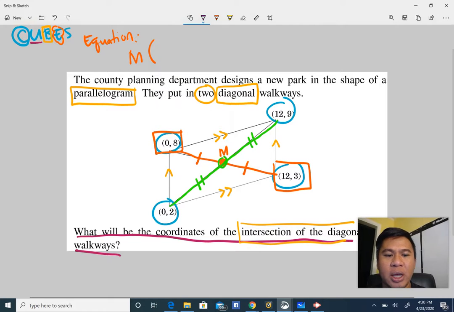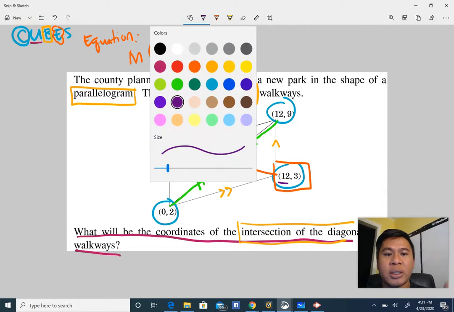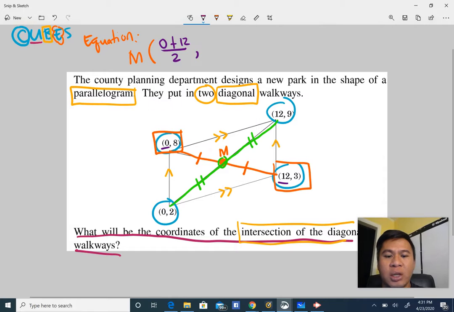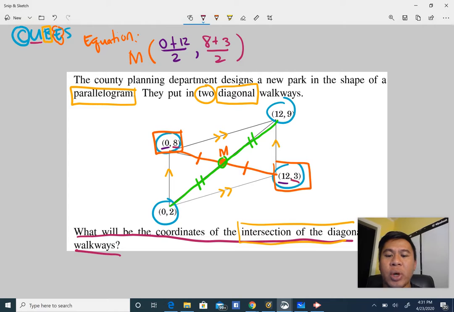In this case, the 0 and the 12, that'll be 0 plus 12 divided by 2. And for the y coordinates, I'm going to use a different number. Those are the y coordinates. That'll be 8 plus 3 divided by 2. Again, in here, I simply use the 0, 8 to 12, 3. But in here, I can also use the 0, 2 to 12, 9. And I should be having the same answer in here.